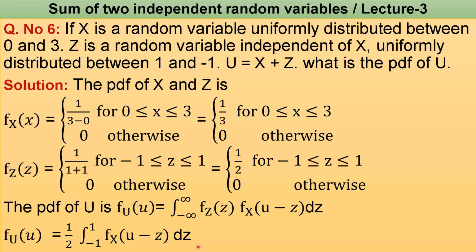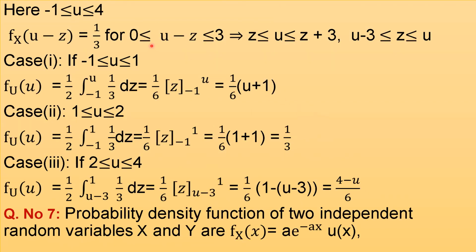Fx of u minus z, if you see that fx of x will be 1 by 3 for all x values between 0 and 3. So this fx of u minus z will be equal to 1 by 3, but for all that u minus z values between 0 and 3. That is u minus z must be greater than or equal to 0, less than or equal to 3. So fx of u minus z will be 1 by 3 for all u minus z values greater than or equal to 0, less than or equal to 3.